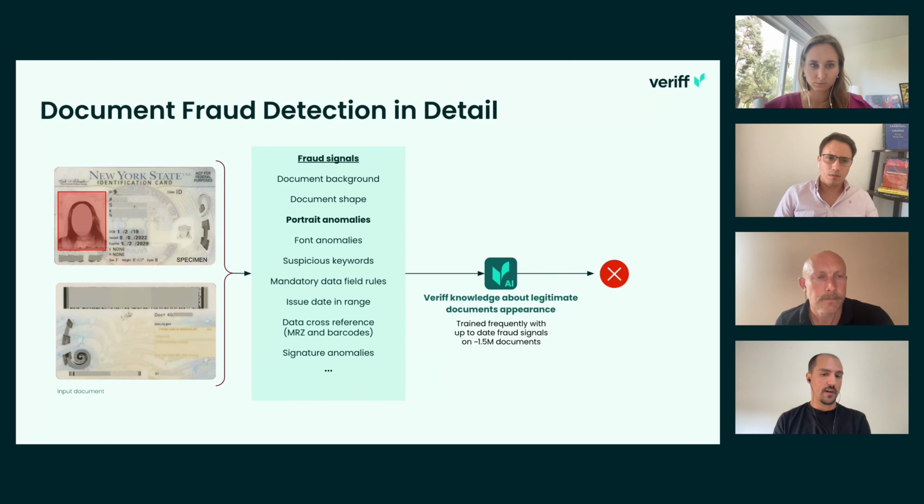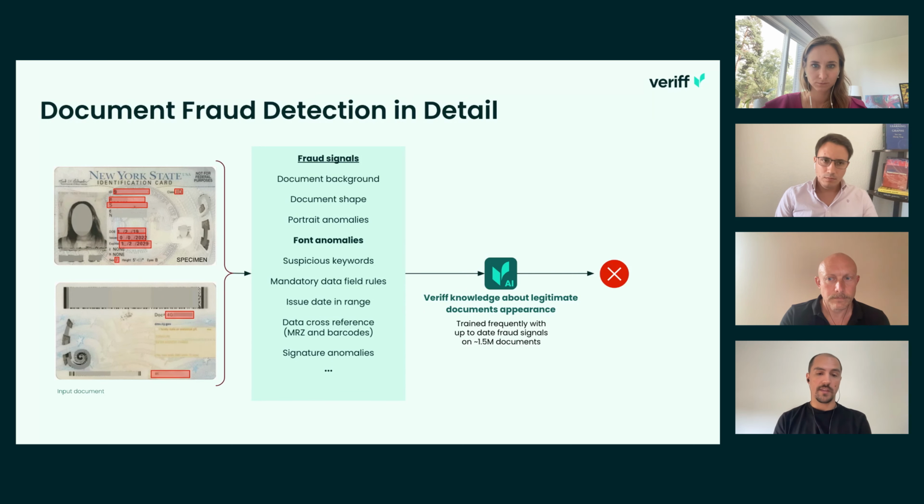We do something similar for portraits. We train models and we look at anomalies only for the portrait area of the documents, because we know that fraudsters like to either change the photos or create deepfakes for the photos, and sometimes they are very creative and it's very difficult to catch, but we train particular models just to look at that region of the document.